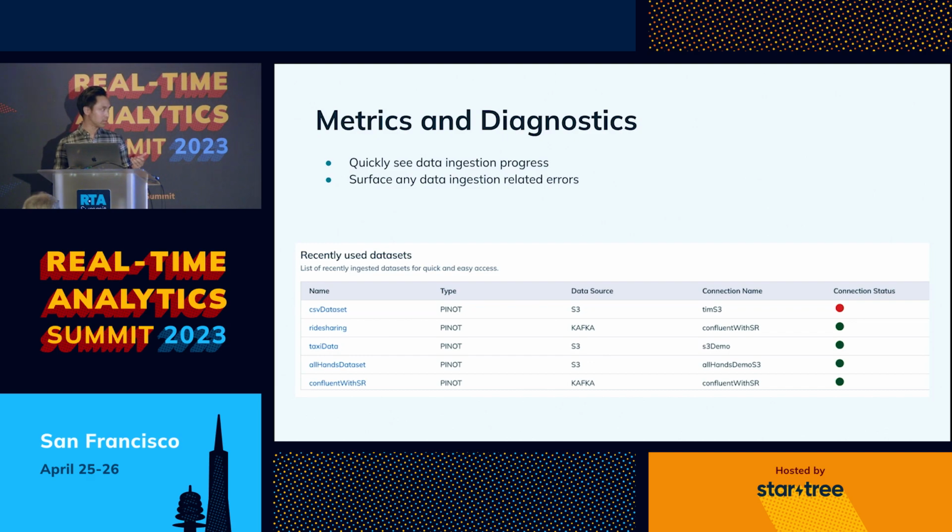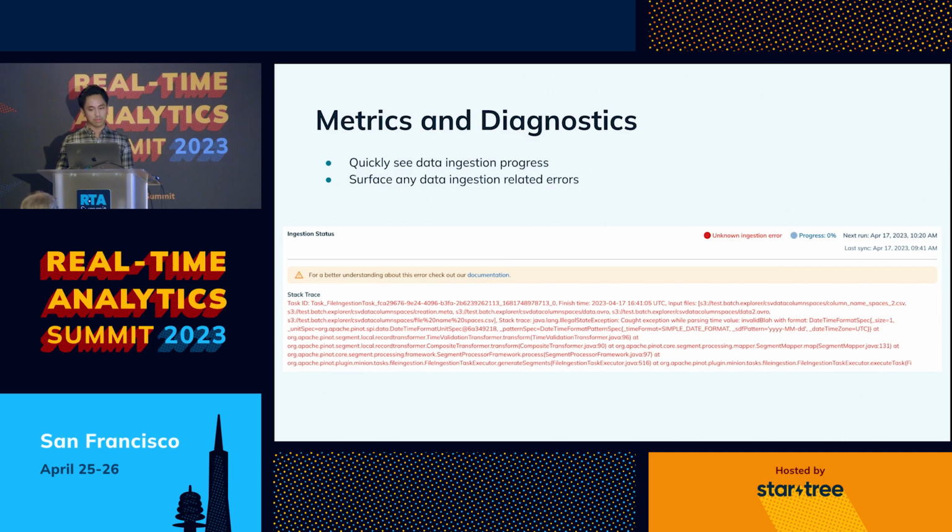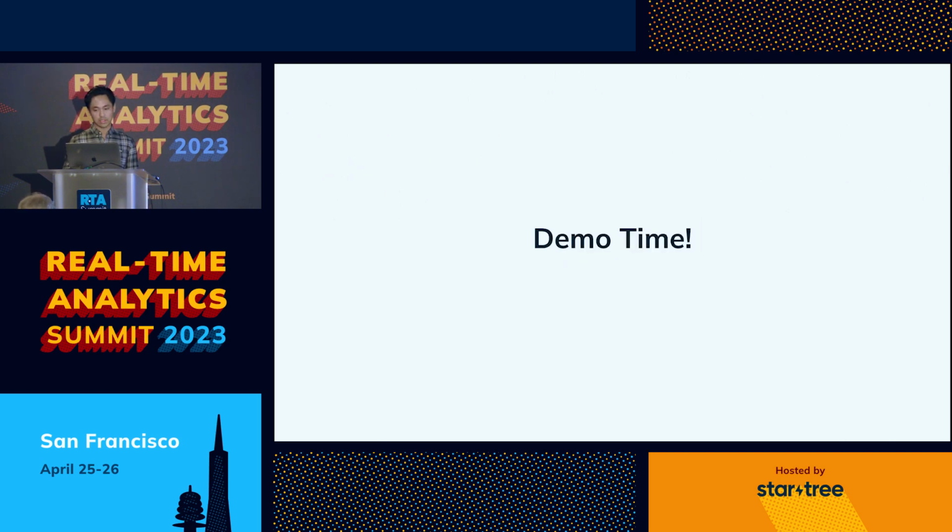When you click into, say, the data set with the red dot, you'll see a stack trace, and you'll see that this has bubbled up, and you'll see what is actually happening. I believe this might have come from the Pinot minion component. Without the user having to dig through the logs, we're able to surface this so that the user is able to triage from there. So let's go into a live demo.